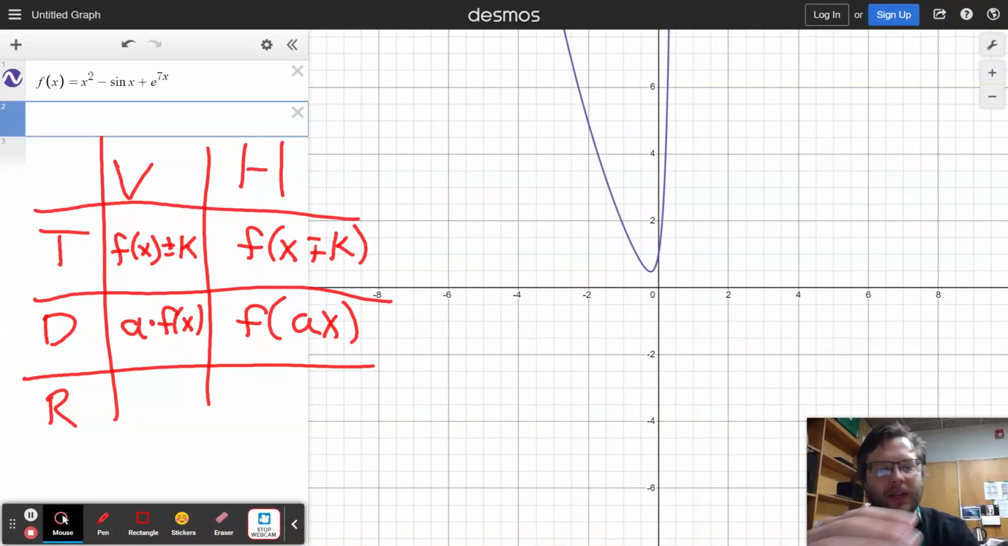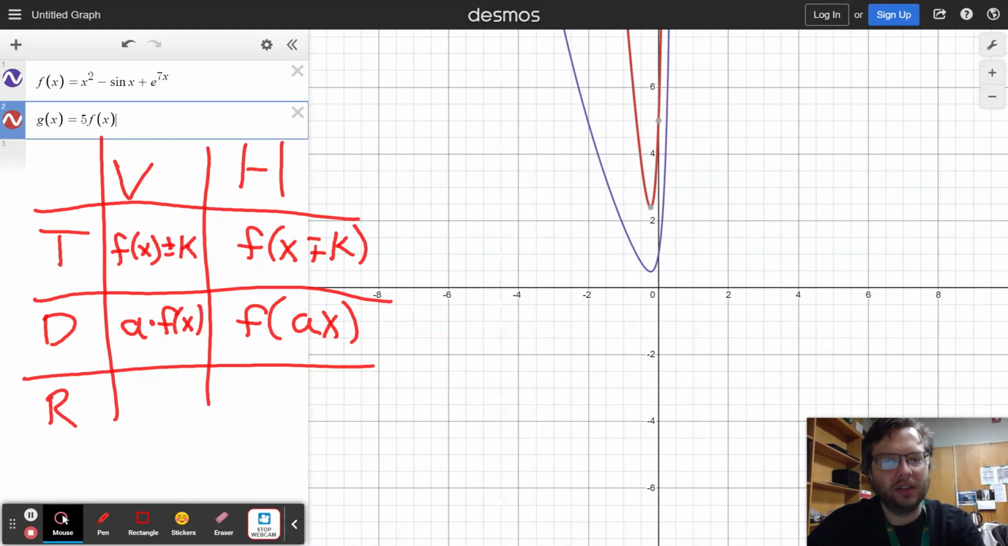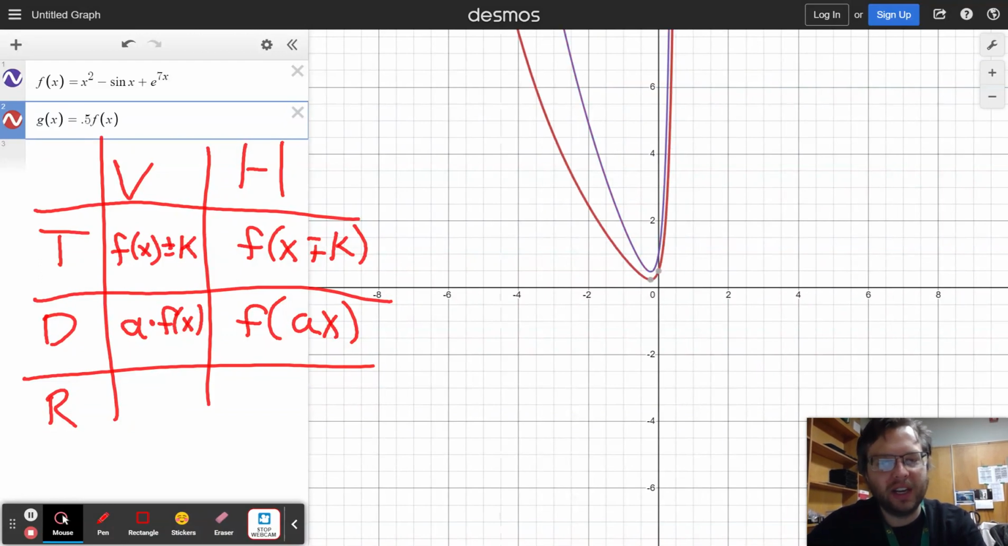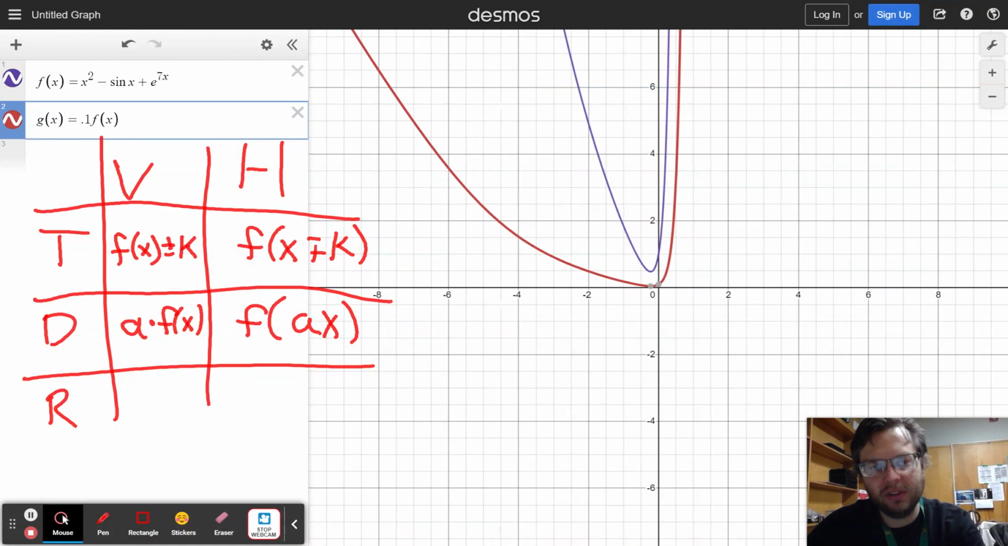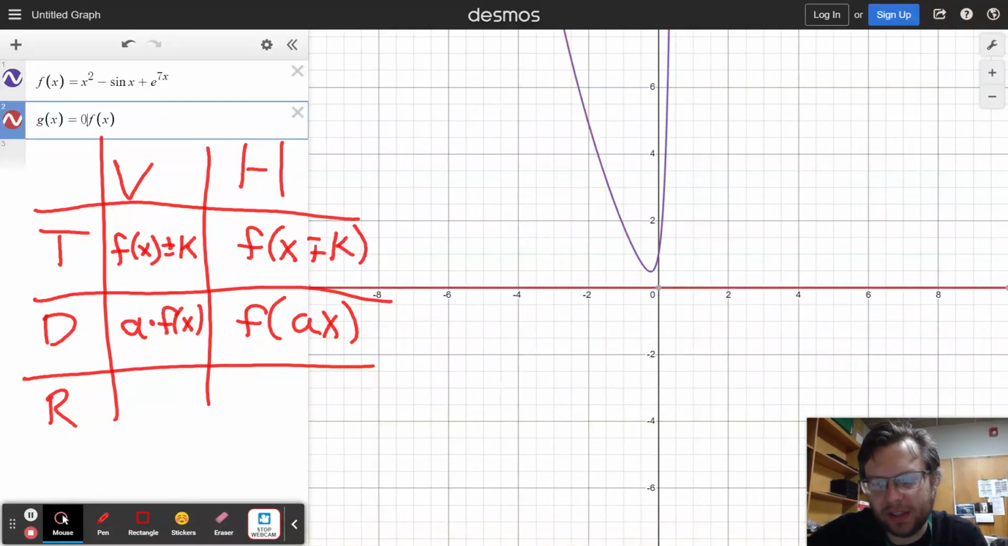So what I want to remind you of is if I make my new function something like 5f of x, I made it 5 times taller, 5 times further away from the x-axis. If I make it 2f of x, it's 2 times as far away from the x-axis. 1f of x is the original graph. 0.5 f of x is closer to the x-axis. 0.1 f of x is even closer to the x-axis. In fact, 0 f of x is the x-axis.